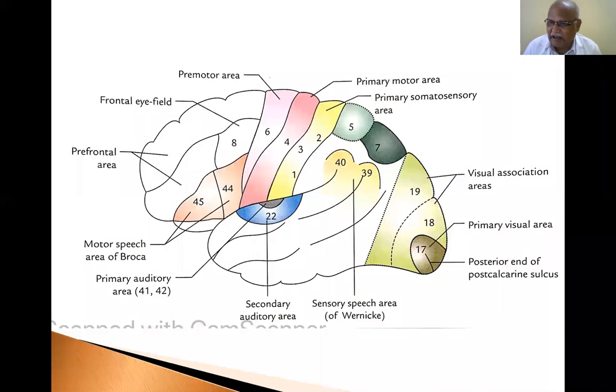The sulci and gyri pattern of one individual does not correspond with that of another individual, like fingerprints.